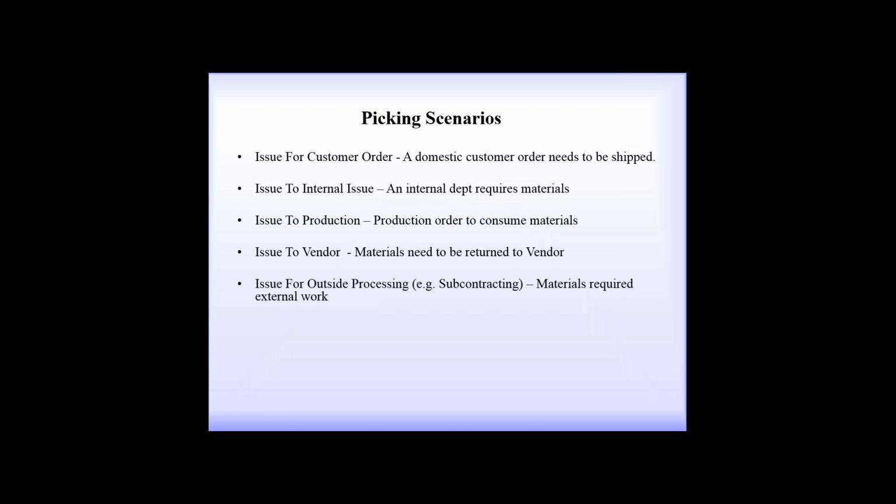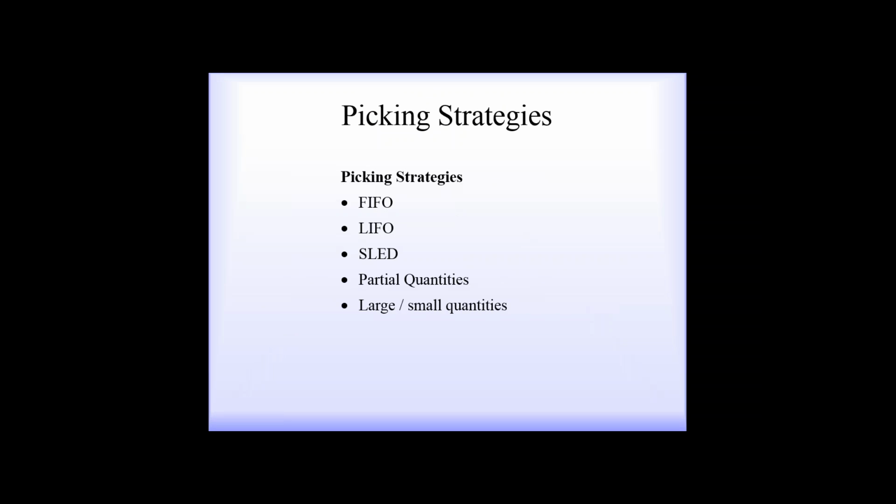And then the picking scenario. As I already showed you, for the outbound we have different pickings, since picking is required for different orders and different objects: customer order or internal issue, production, vendor, or object processing, whatever. So how do we apply the picking strategy?